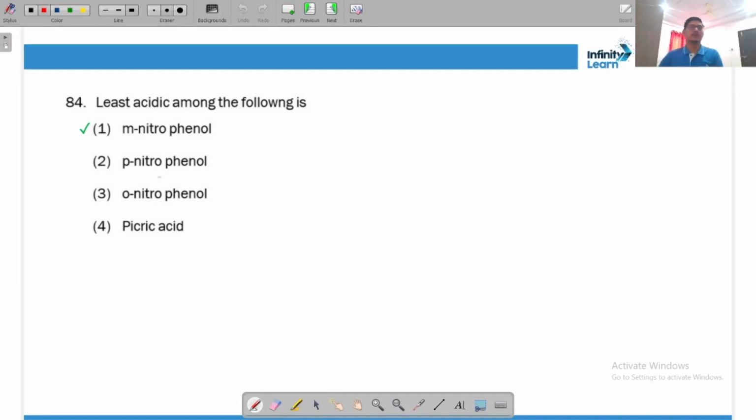Least acidic: you see ortho, para nitrophenol, right? We know that resonance works at ortho and para positions. Picric acid has 3 nitro groups at the 2 ortho and 1 para position. So all these are going to be more acidic. In meta-nitrophenol, resonance does not work at the meta position, only the minus I effect will be there. So yes, meta-nitrophenol will be more acidic than phenol itself, but as compared to these 3 compounds, it will be less acidic. So this is our answer.